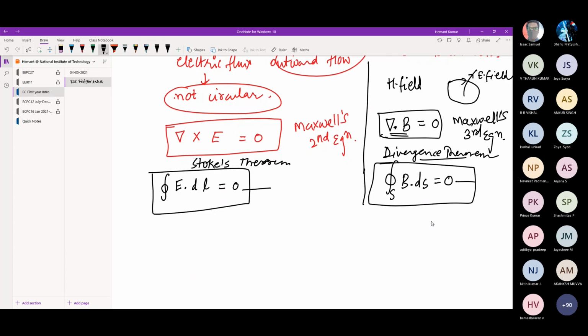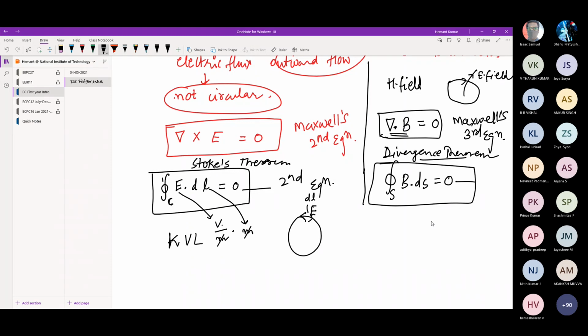Just to tell you that this Maxwell's second equation is something you already studied in class 12 in the form of KVL, Kirchhoff's voltage law, because here it is also a closed line. So I'm saying that if the electric field is moving in a closed line, then its integral will be equal to zero. And this you have studied. E's unit is volt per meter, and dl is meter. If you cancel meter, it is nothing but V.